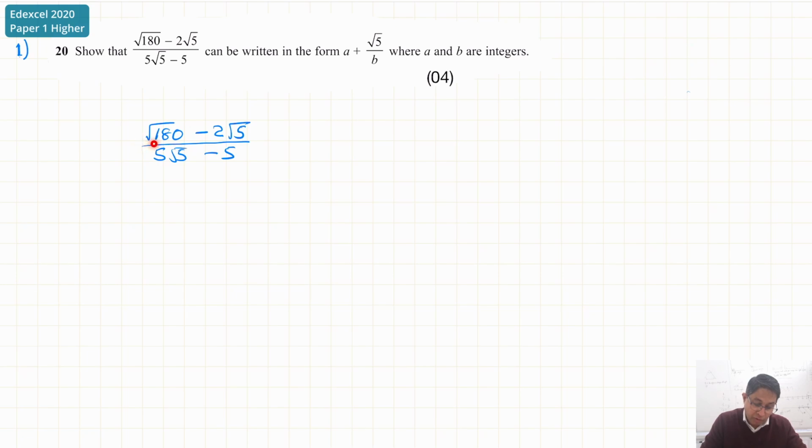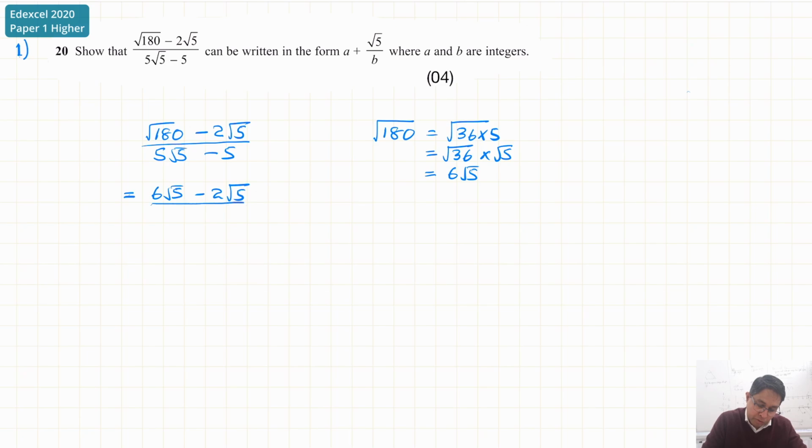First, you can simplify square root 180 as square root 36 times 5. You can take the square roots separately. This is equal to 6 square root 5. Therefore, you can write this fraction as 6 square root 5 minus 2 square root 5 over 5 square root 5 minus 5. You can simplify the numerator, that's 4 square root 5 over 5 square root 5 minus 5.